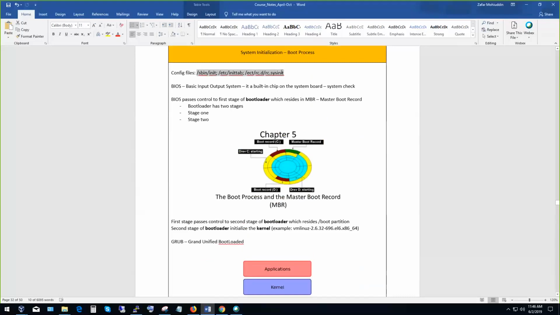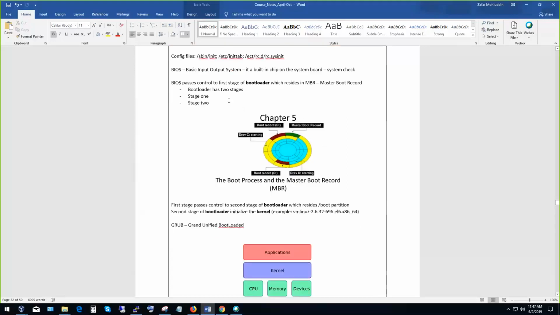So these files are responsible for the system initialization. What will happen is this file initializes and passes control to this file, and after that this file passes control, and this file is executed here. This file has built-in instructions in binary, the machine language. We tried to go in there and read it, and we couldn't. Remember that.